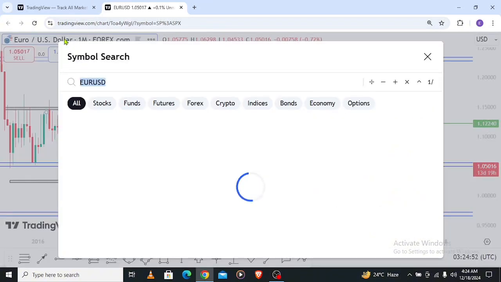So now for the other pair, the third pair that we looked at in the last market breakdown.